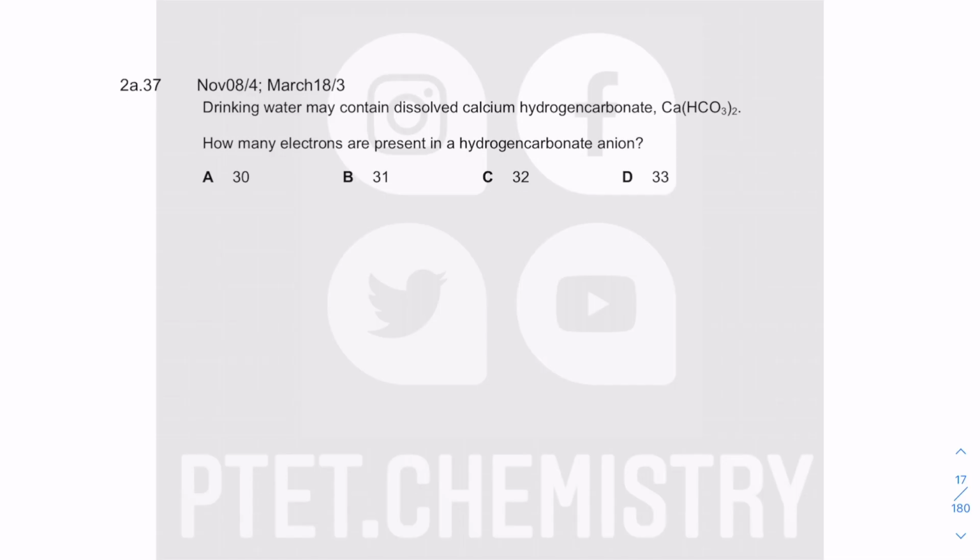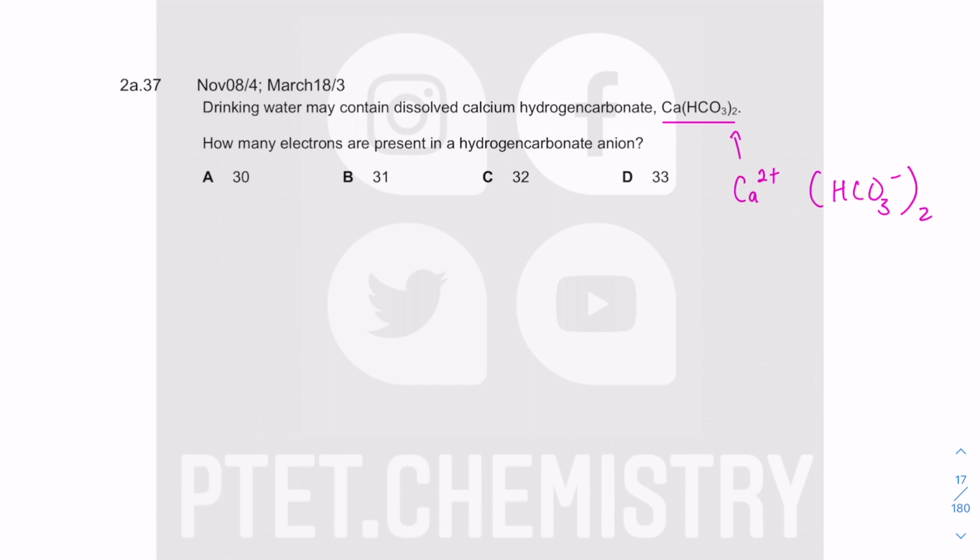This next question: we have drinking water that may contain dissolved calcium hydrogen carbonate. If you look at this stoichiometry, you will know that calcium is from group 2. So when they form compounds, you have calcium 2+, and as a result, you have 2 of these ions. So this must be HCO3 minus 2 times, because 2 times minus 1 is minus 2.